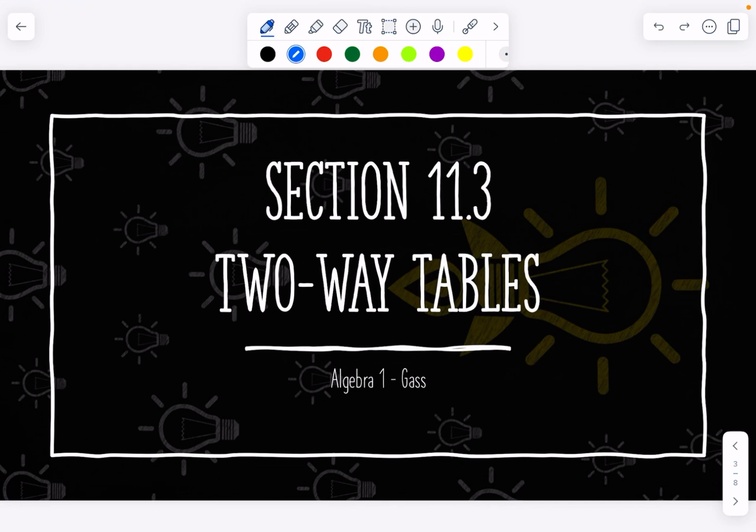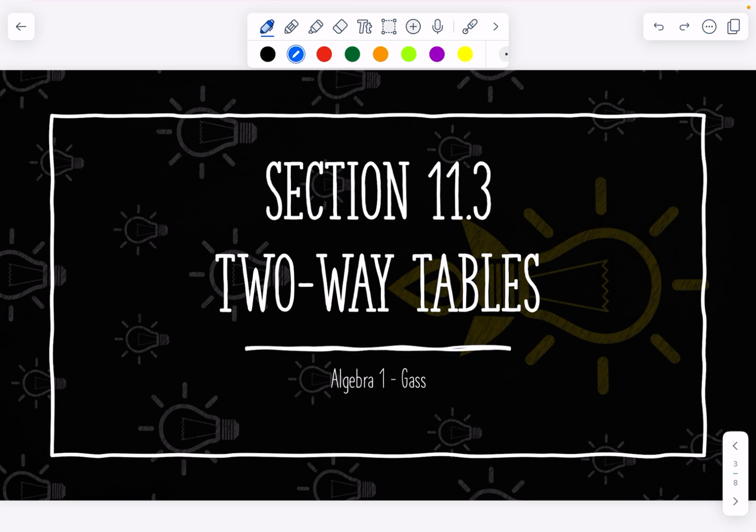Hello, everybody. Today we're going to be talking about two-way tables. This is just a way of organizing results of a couple of questions in a table format and then trying to deduce some analysis of the data given what you know.